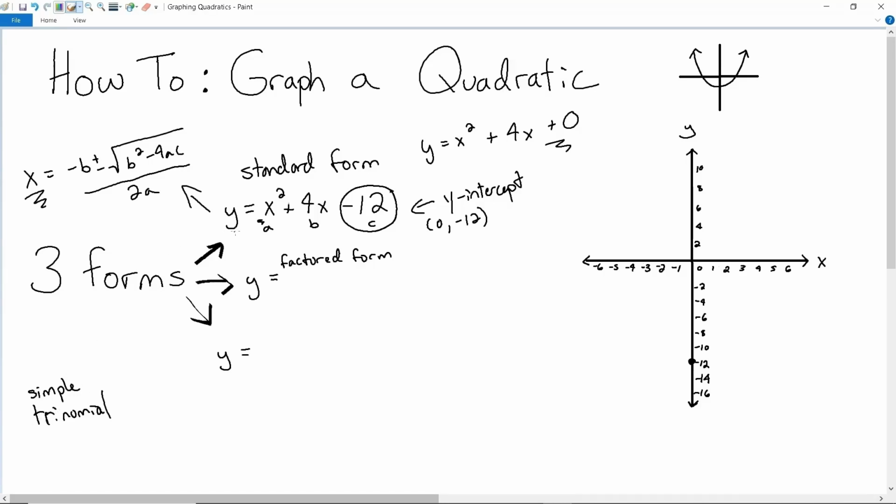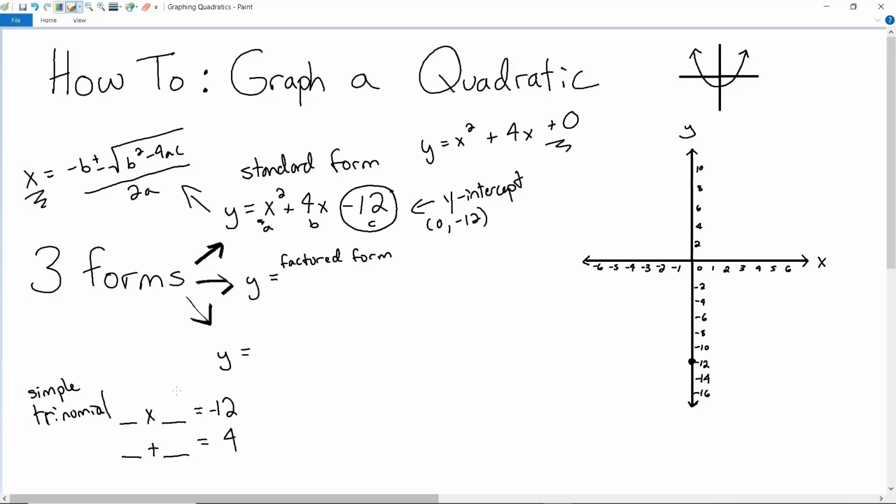But our A value is 1 in this case. We've got a simple trinomial. So I need to look at my B and C values. And specifically what I need to think about is I need to find two numbers that are going to multiply to give me my C value, and two numbers that I can add together to give me my B value.